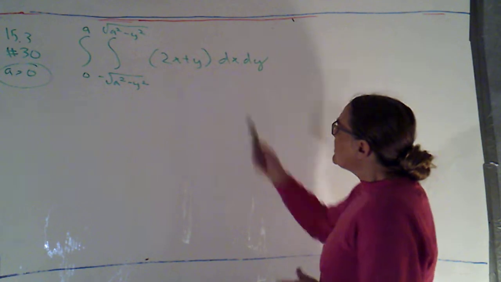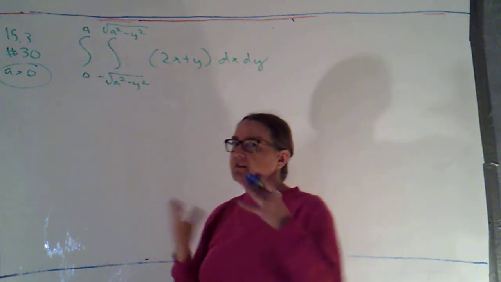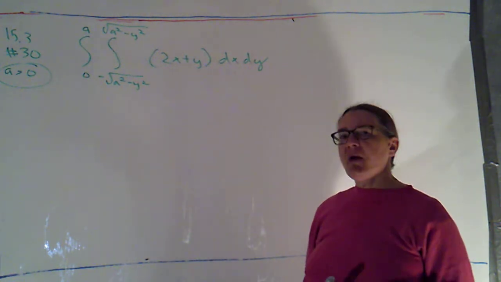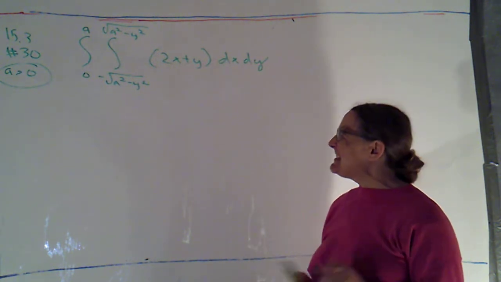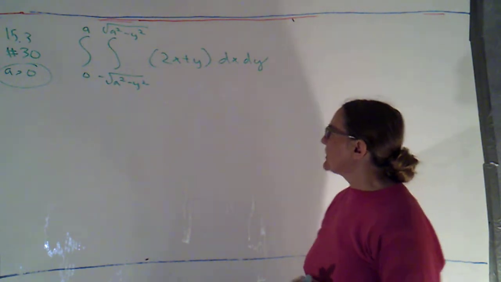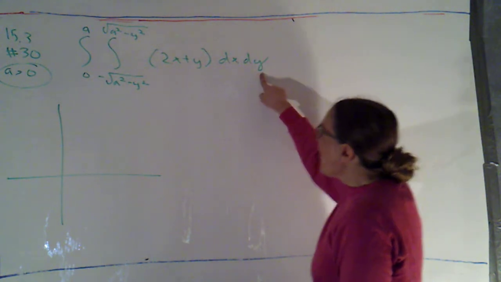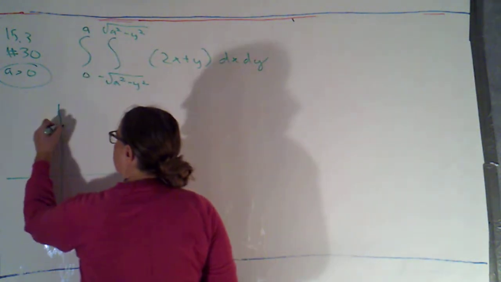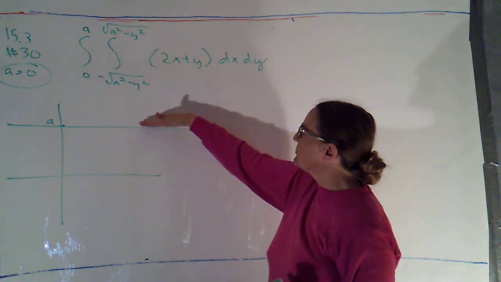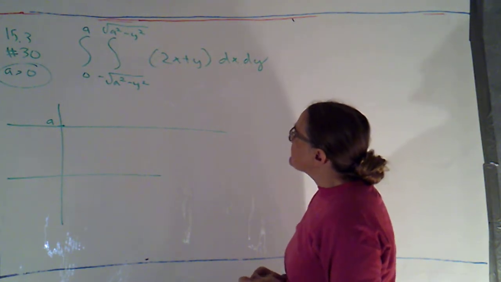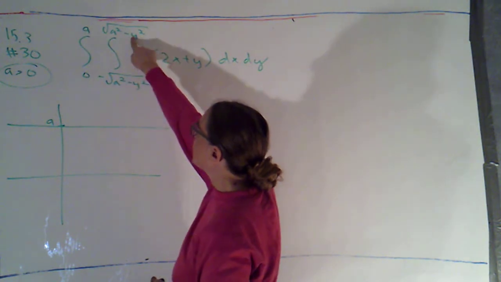So I'm going to try to see what this region looks like. I'm suspicious anytime I see square roots and squares that I might have circles. So I'm going to see what this region looks like and see if maybe it's easier to do this in polar. I'm going to just draw my region here. Y is varying from 0 to a, so if a is up here at this height, this is my bottom boundary and my top boundary. X is varying from this to this. This is my left boundary, this is my right boundary.